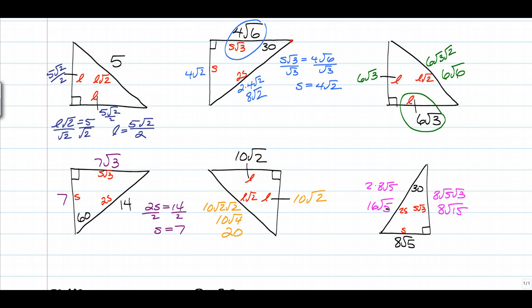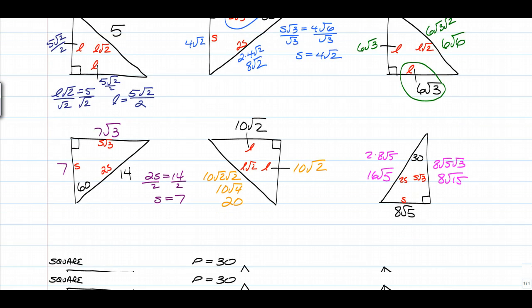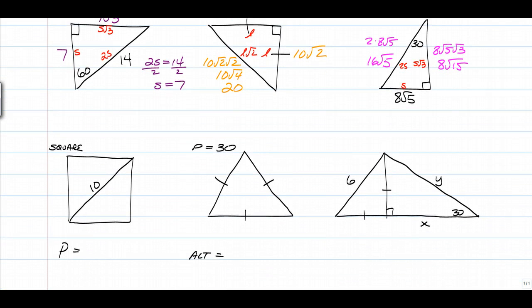All right, so that pretty much takes care of everything that you need to know about 45, 45, 90s and 30, 60, 90s. Remember, placing your L's and L root 2's and S's and 2S's and S root 3's is the most important part. After you got that, it's just working with radicals. The last 3 questions on the review are applications that go a step beyond.